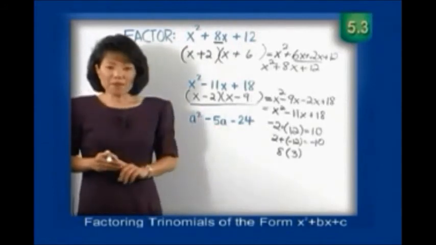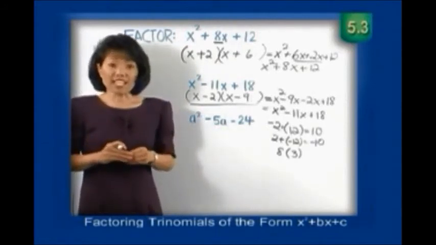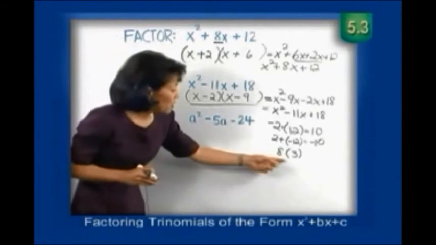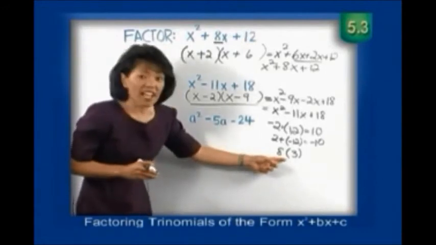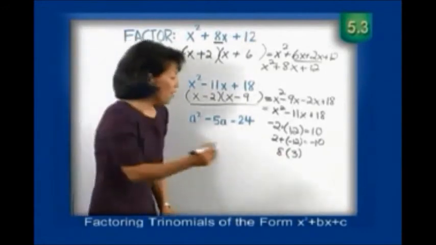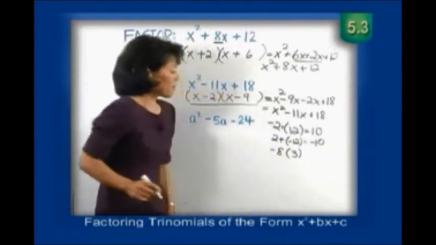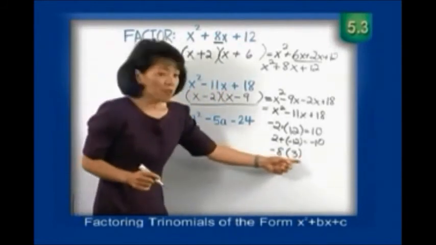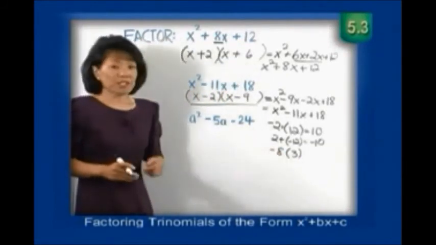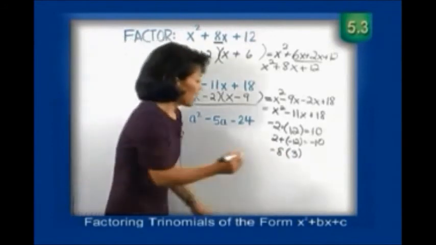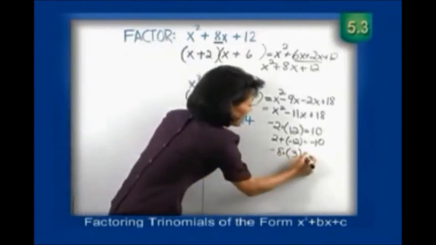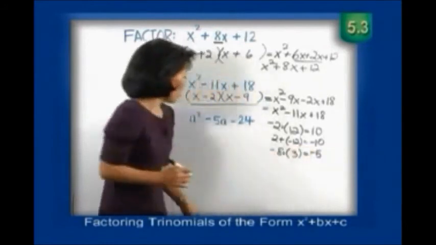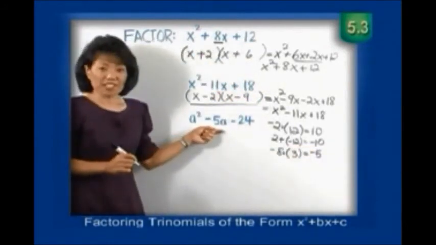So keeping that in mind, knowing that we want to have a negative sum, what we're going to do is put the negative sign with the larger number. In this case, that's going to be negative 8, because negative 8 times positive 3 is negative 24, and negative 8 plus 3 gives us a negative 5, which matches what we want here.